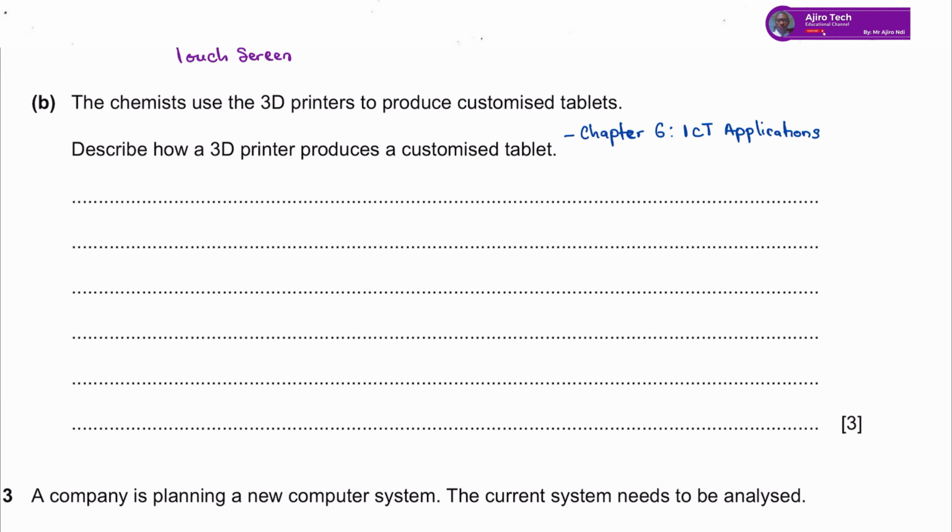So let's describe how it does. So what it does is, now the whole idea of the 3D printer is to produce solid objects. Now, when we bring it into production in medicine, what we see is that we can produce customized tablets, right? We can use it for surgical and diagnostic aid. But now they say, how do they produce a customized tablet?